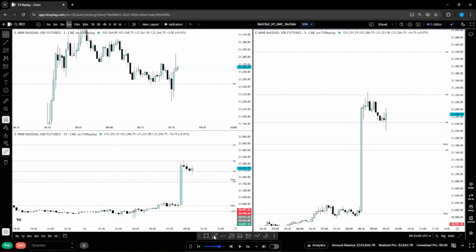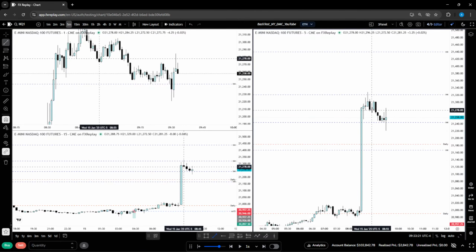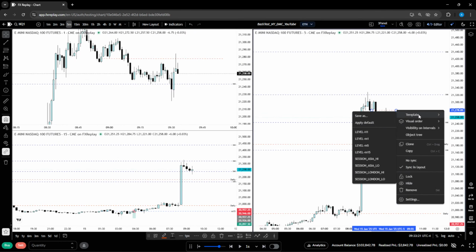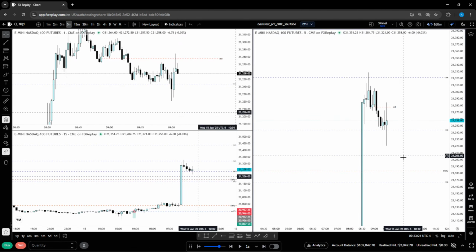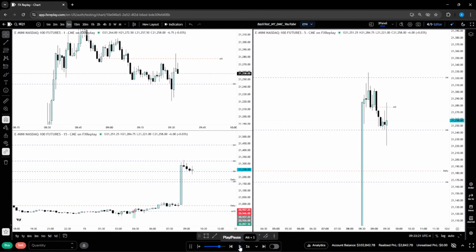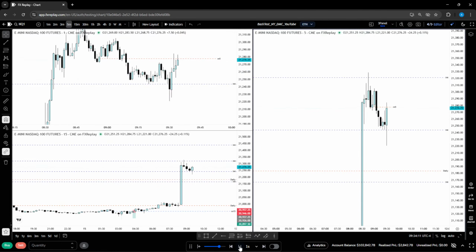So we need to see some sign of bullishness. Oops. We're closing above this level, which we just got rejected off of. Second one.